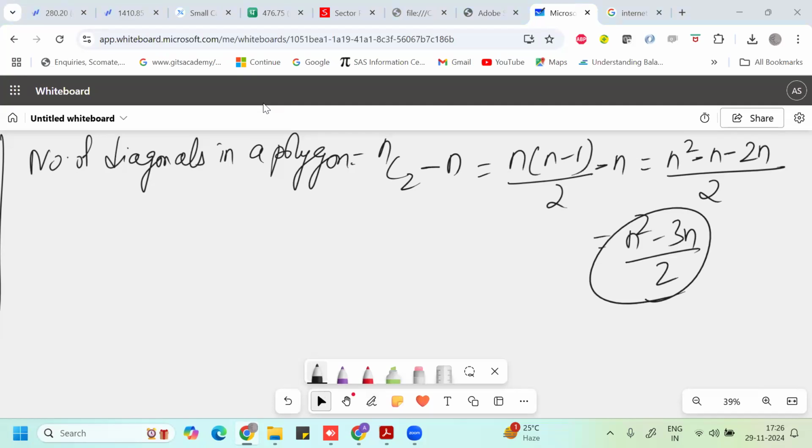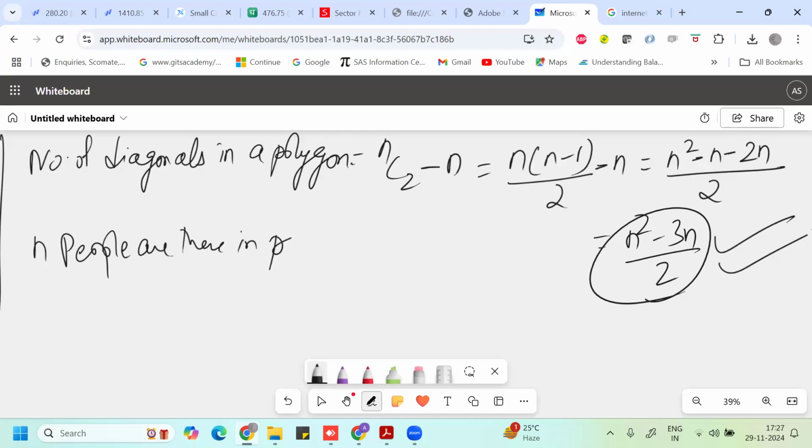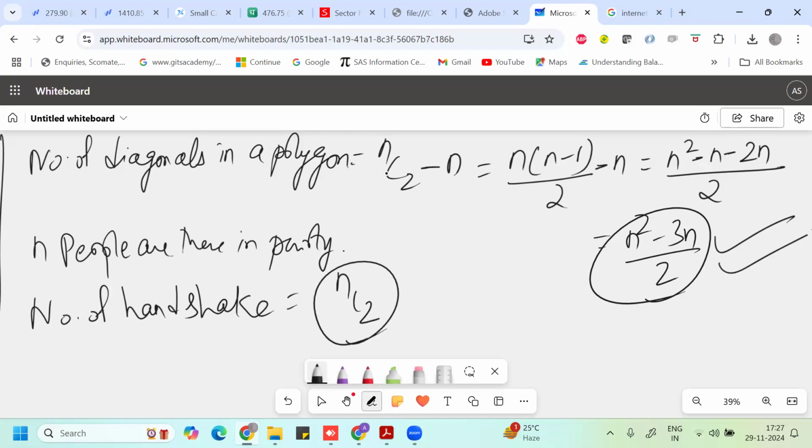Very good, Karthik. Just learn this formula by heart again. One of the very important questions for your exam purpose. Number of diagonals in a polygon. Now, n people are there in a party. Number of handshakes? The answer for that is nC2, and nC2 is n into n minus 1 by 2.